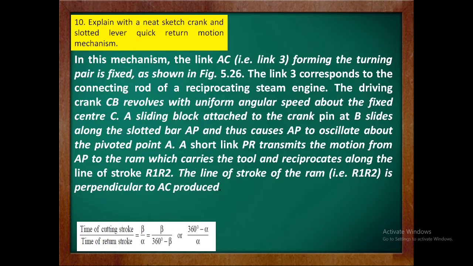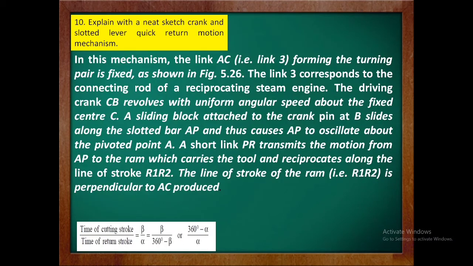Next question. Explain with a neat sketch the crank and slotted lever quick return motion mechanism. Friends, the crank and slotted lever mechanism is used in shaping and slotting machines. In this mechanism, the link AC, that is link number 3, is fixed, forming a turning pair as shown in the figure. The link 3 corresponds to the connecting rod of the reciprocating steam engine. The driving crank CB revolves with uniform angular speed about the fixed center C.